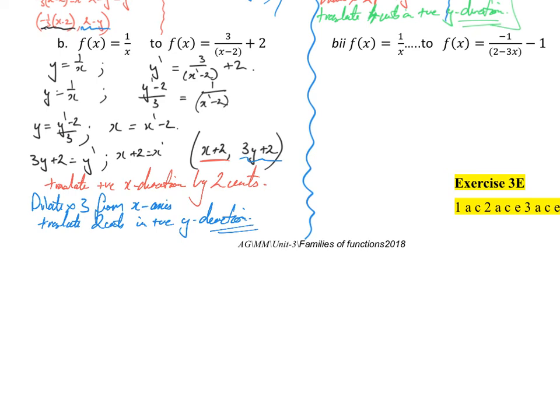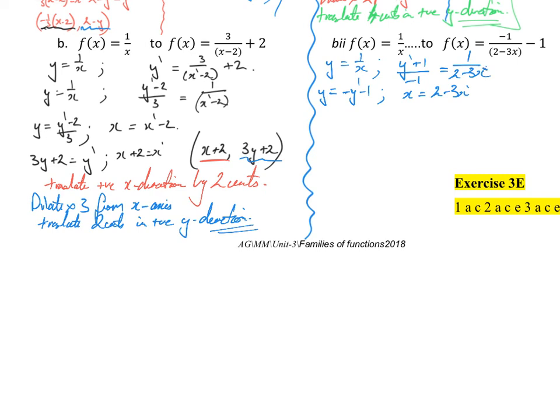Scooting straight along to B, it's a long one. So again, y equals 1 on x, and we'll have y dashed, let's take a shortcut, plus 1 over negative 1 is equal to 1 over 2 minus 3x. Okay, so now if we rearrange a little bit, y is equal to, let's put negative y dashed minus 1, x is equal to 2 minus 3x.